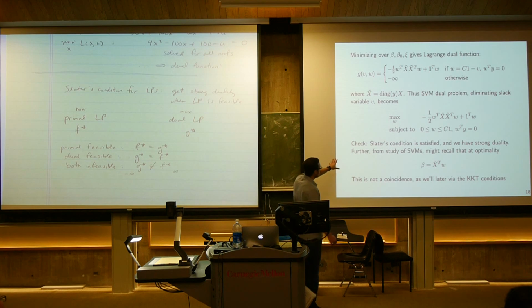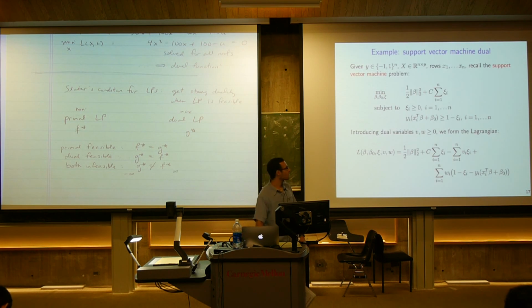Why do we visit this in this lecture? Well, we can check that Slater's condition is satisfied, right? If we go back to this problem, this is convex. It clearly is feasible, right? I can just take all the variables to be 0, or I can take, for example, all the beta variables to be 0 and the slack to be 1, and that clearly satisfies all the constraints. So it's feasible, and so we get strong duality.